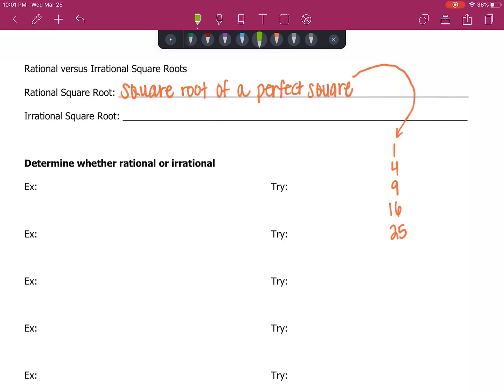An irrational square root is the square root of a non-perfect square. Square root of a non-perfect square.